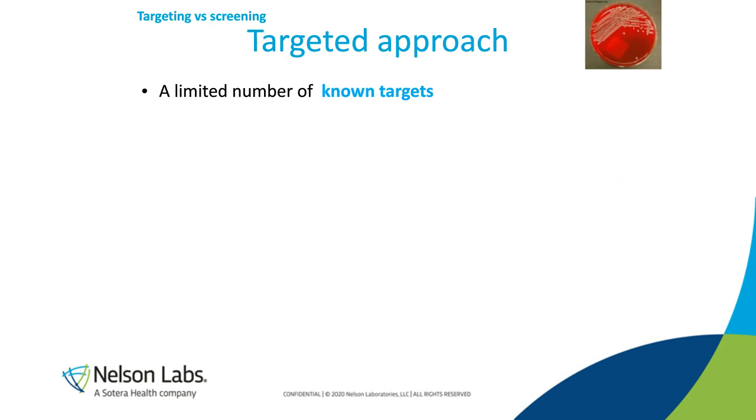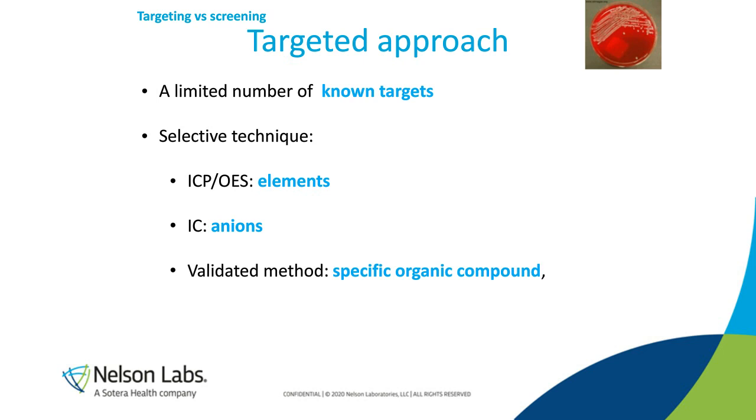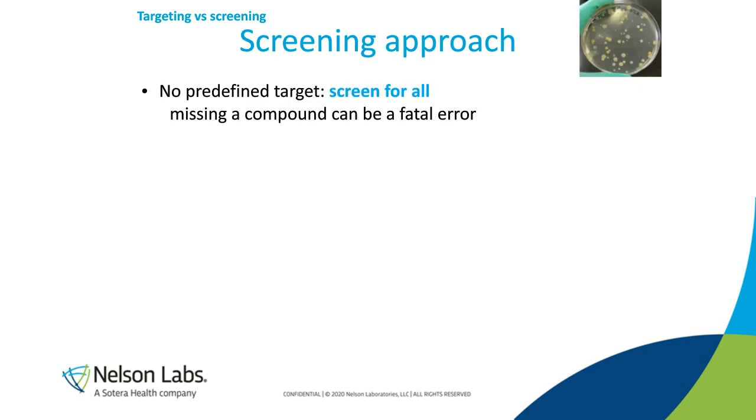You're only going after those particular ones. You're using a selective technique, so we have ICP-MS for elements, IC for anions, and it has to be a validated method for specific compounds. Whereas with the screening technique, there's no predefined target, just like that net fishing. We're not looking for a specific fish, so we screen for them, but we could be missing compounds, right?